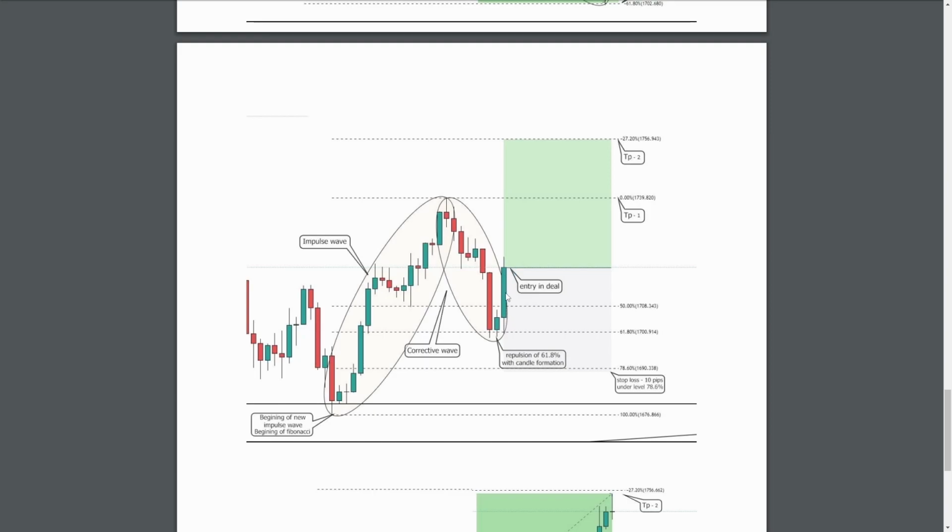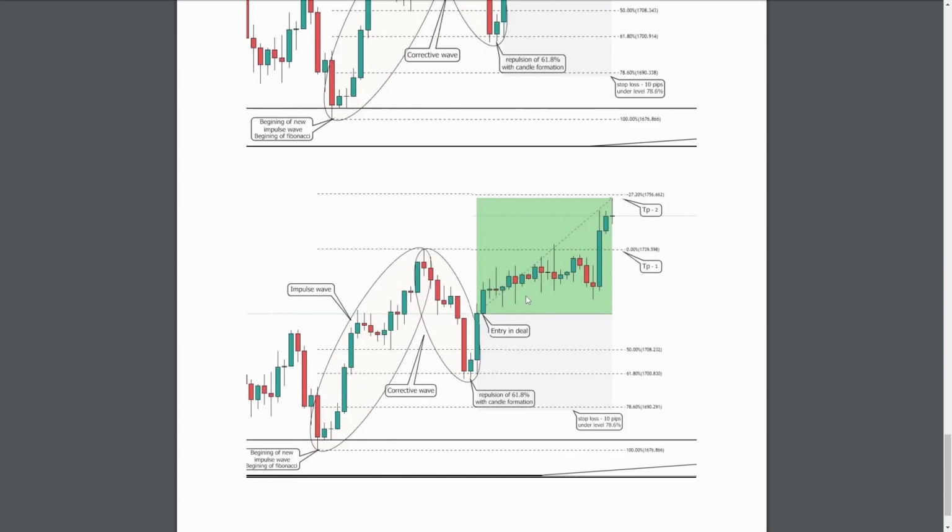You are not in a hurry to immediately enter a deal. When you have a formation of candles, then you have a deal entry. You immediately set the stop at 10 pips below 78.6 and the first take profit is at 0, as I told you, on the previous highs, and the second take profit at 27.2.